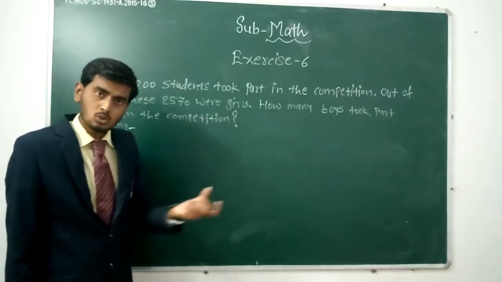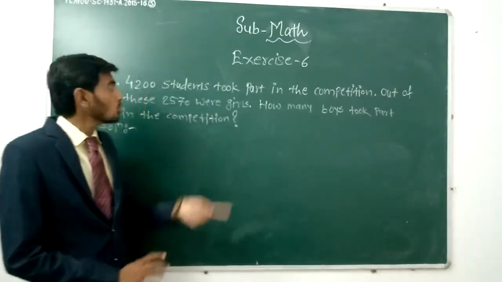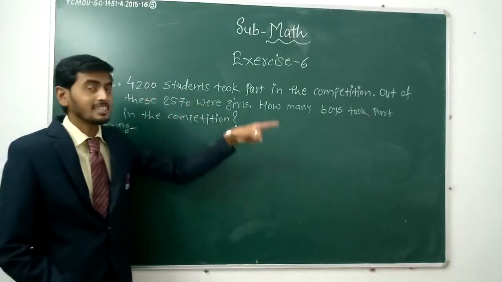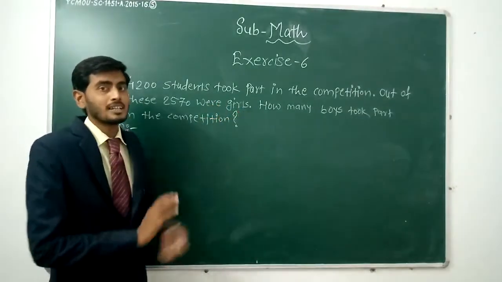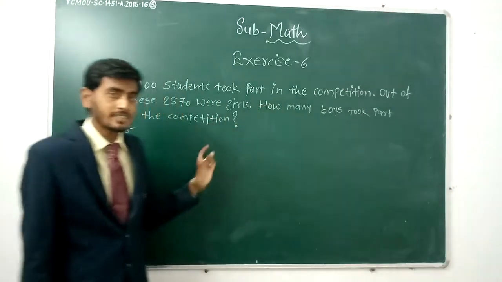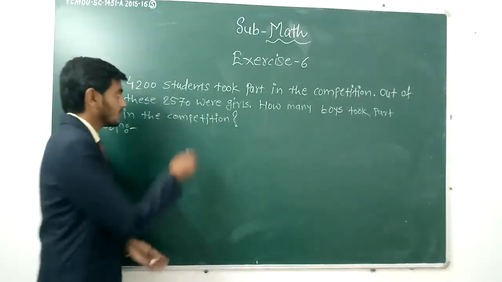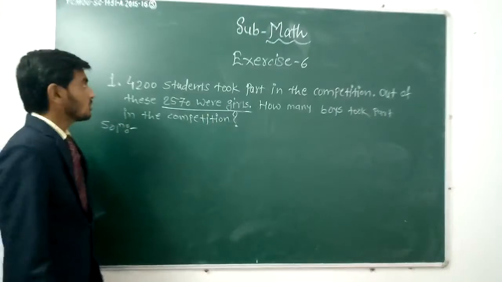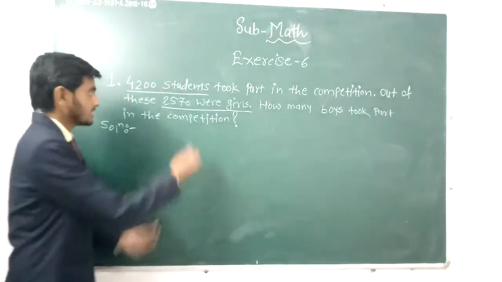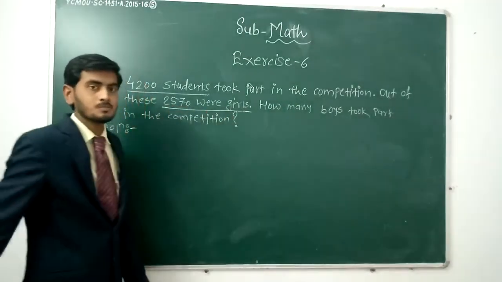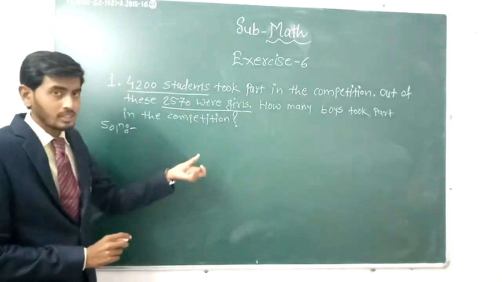इसका मीनिंग क्या है? स्कूल ने एक कंपटीशन ऑर्गनाइज किया है। इस कंपटीशन में टोटल 4200 स्टूडेंट्स ने पार्टिसिपेट किया है, मींस उन्होंने सहभाग लिया है। सो आउट ऑफ दिस, इनमें से 2570 कौन हैं, गर्ल्स हैं। टोटल स्टूडेंट्स कितने हैं, 4200 स्टूडेंट्स हैं। इन टोटल स्टूडेंट्स में से 2570 वेयर गर्ल्स। सो हमें कैलकुलेट क्या करना है, इस कंपटीशन में बॉयज कितने हैं। सो सॉल्व वन बाय वन.